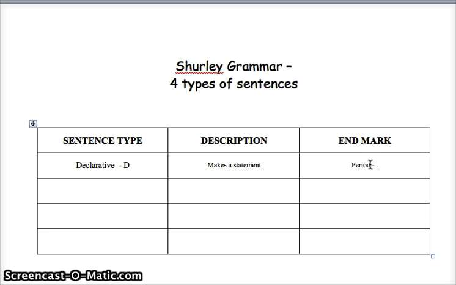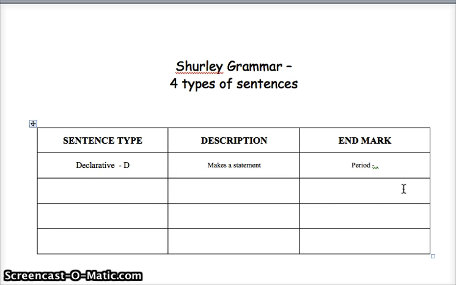You can abbreviate this any way you want. I'm not collecting these papers, but you are responsible for this information. So what you need to know is you need to know a declarative sentence is abbreviated in Shurley Grammar with the letter D, and I would prefer the capital letter D just because it's really easy and distinctive for me to recognize. You need to know that a declarative sentence makes a statement, and you need to know that the end mark is always a period.